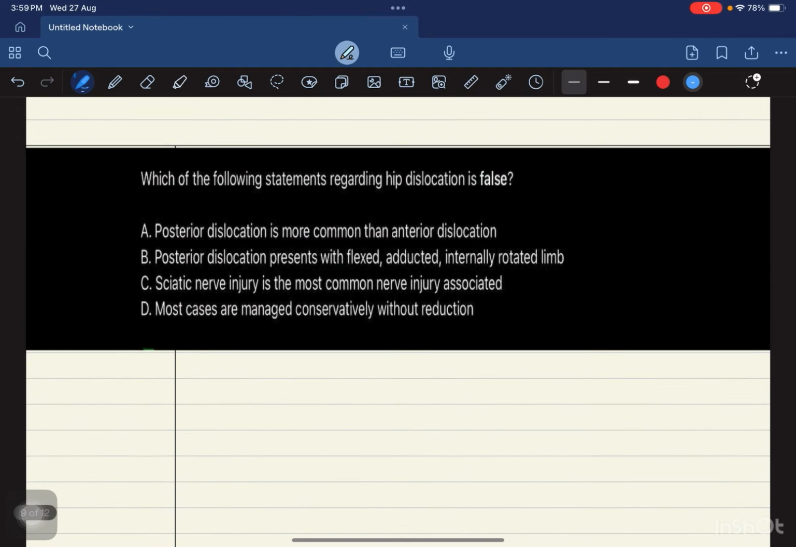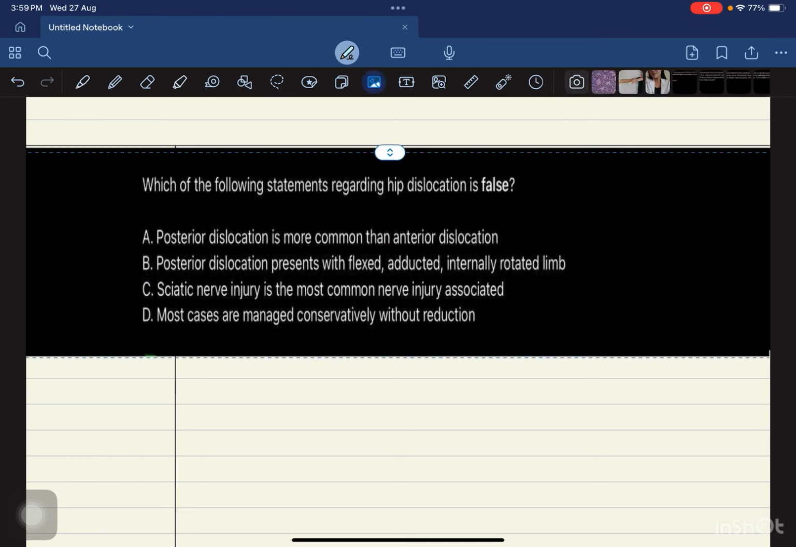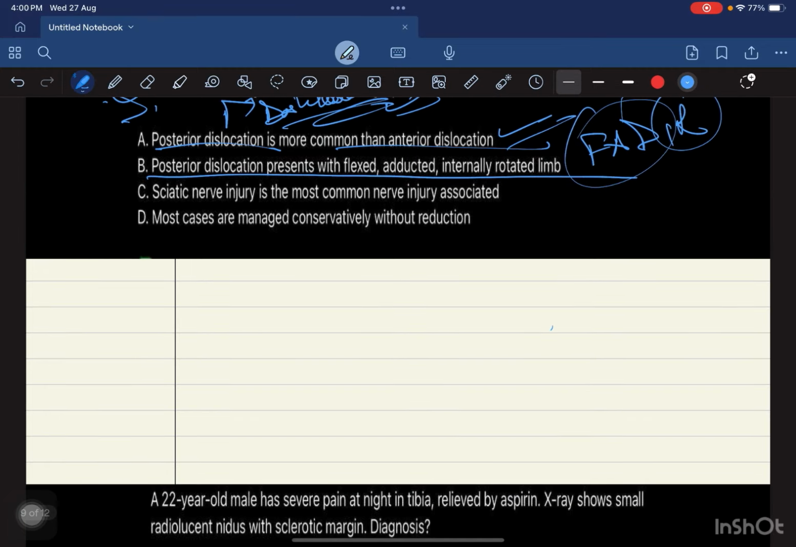What we have for the next question is, which of the following statements about hip dislocation is false? Now posterior dislocation is more common than anterior dislocation. This is the correct statement. The posterior ones are most common with the dashboard injury. Now for posterior dislocation, we have the mnemonic FADIR, which I call father, for posterior hip dislocation.